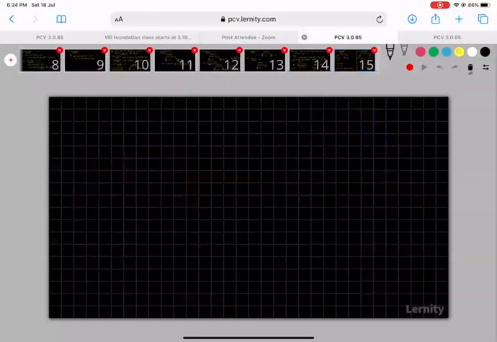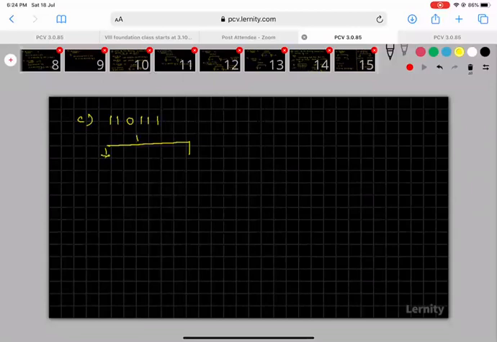Okay, then now you see, I will take problem number C. Problem number C, 110111. Okay, now you see here, which is the odd place? Here you see this is 1 and this is 3 and this is 5. Okay. Then even places I will mark here. Even numbers 1, 2, 3, 4, and this is our even. You see here I am taking the odd here, and this is even.